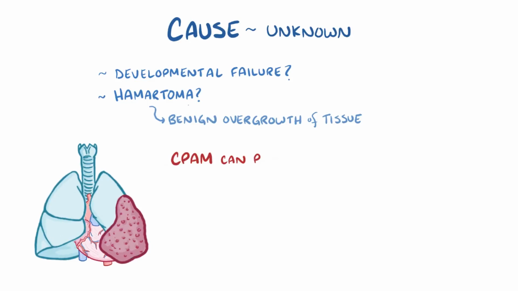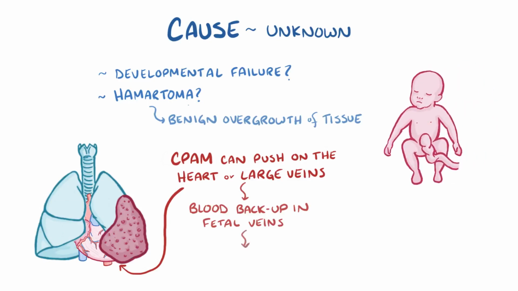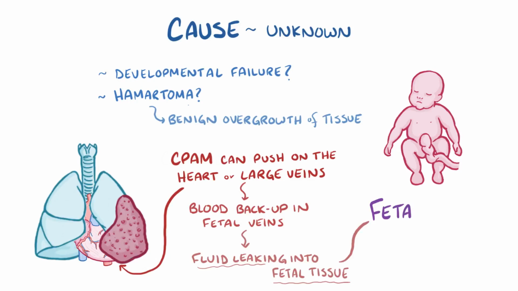Also, a CPAM can push on the heart or large veins, causing blood to back up throughout the fetus's veins. When that happens, fluid can start to leak into the fetal tissues, a condition called fetal hydrops. Whether or not any of this happens largely depends on the size and location of the CPAM.